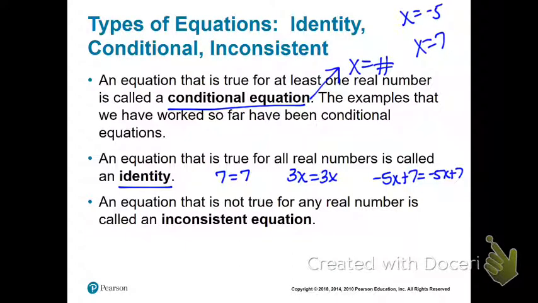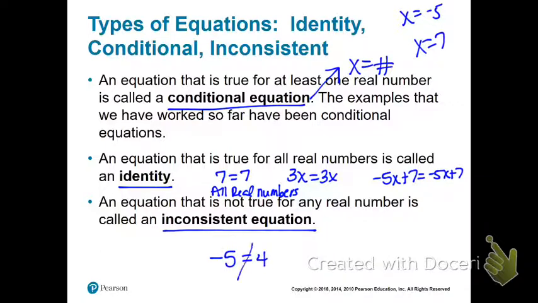Exactly the same. Therefore, your solution would be either all real numbers, or they might say infinitely many solutions, okay? So, but anyway, when they're equal, if it's true, then it's an identity and the solution is all real numbers. And then the third type of equation is an inconsistent equation. These are the ones for which you end up with something weird, but it's not true. So you might end up with -5 equals 4. That's not true, therefore it's an inconsistent equation.